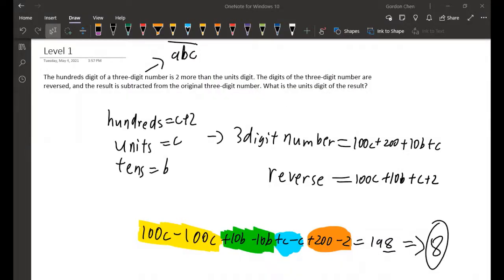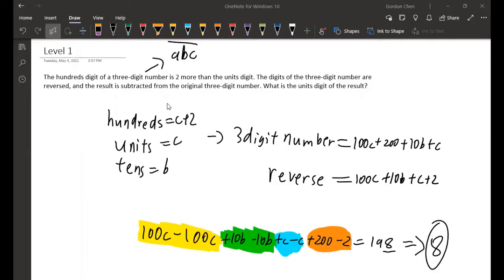Okay, so I'm going to be explaining level 1 and 2 in this video. So level 1, we have that the hundredths digit of a 3-digit number is 2 more than the units digit of the 3-digit number. So we put the units digit as C, which means that the hundredths digit is C plus 2.